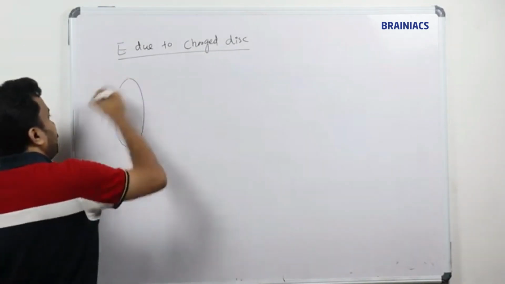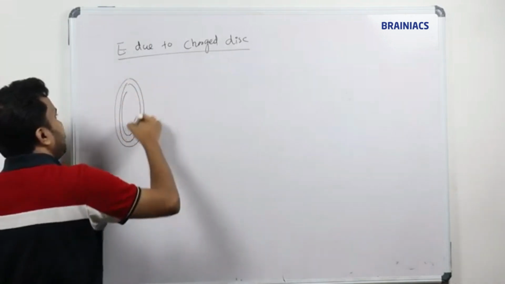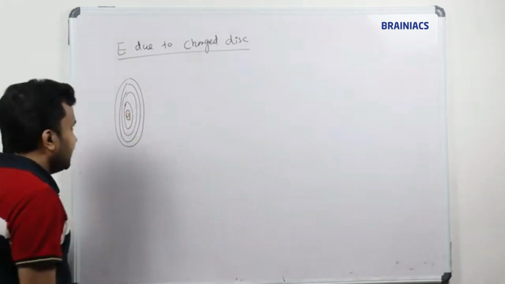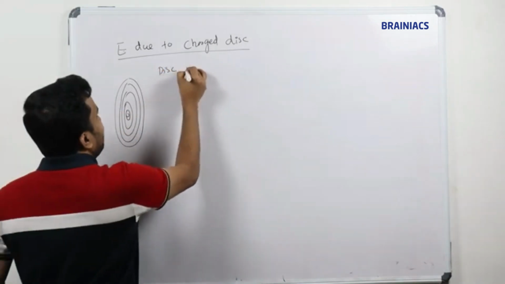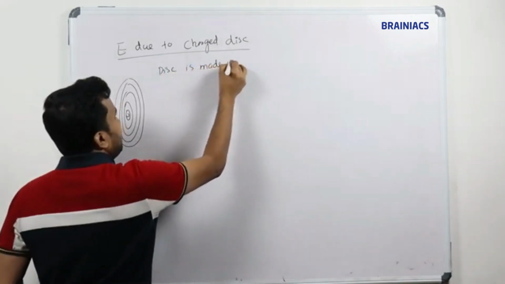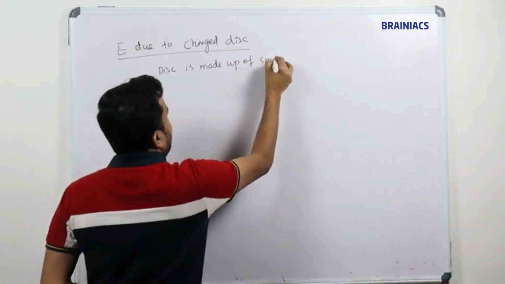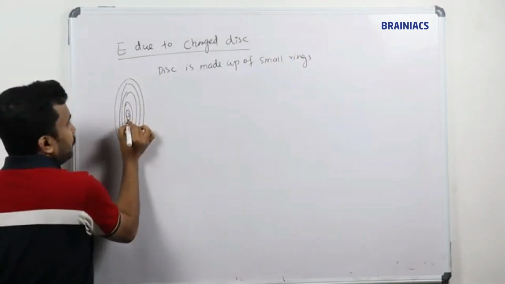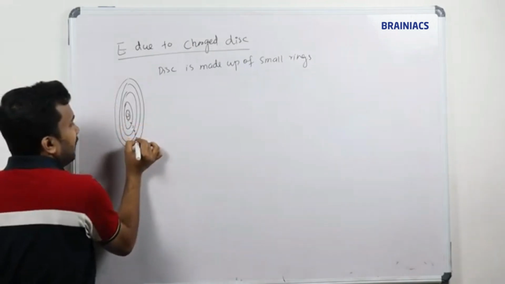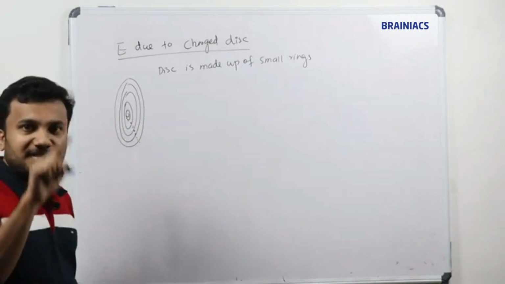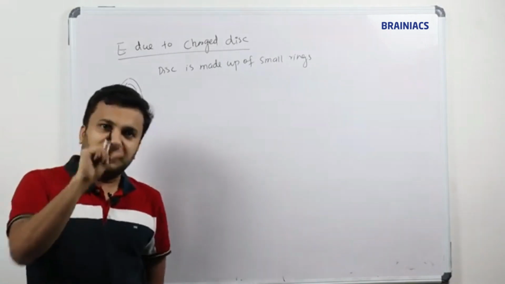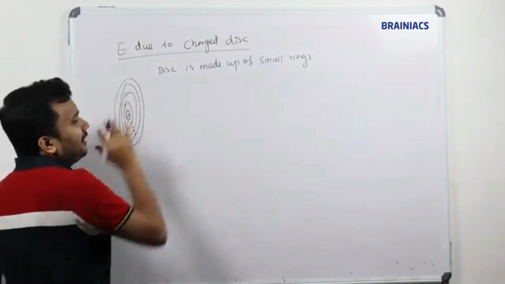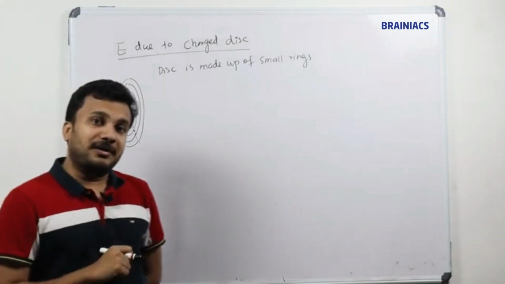We have a disk like this one. Disk means narrow, small structures like this. So I can say a disk is made up of small rings. We have one ring, two rings, 1, 2, 3, 4, 5, and so on up to an infinite number of rings. If I keep a smaller one, then a next bigger one, then a next bigger one, and so on, I will get a disk. We have already learnt a formula.